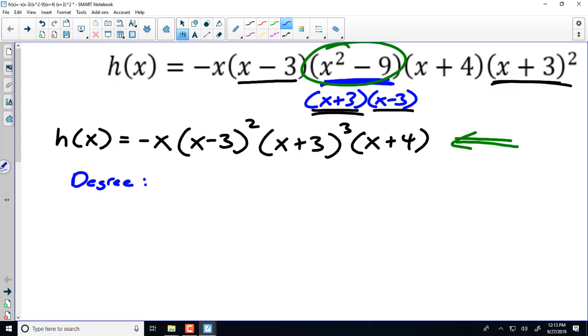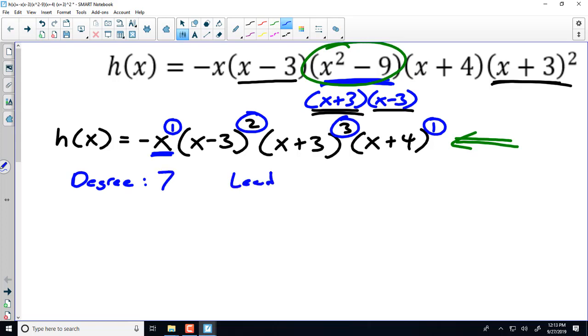Now, this degree is very, very easy to mess up because there's a 2, a 3, and a 1 right there. So a lot of people think the degree is just 6. But really, we cannot forget this x in front, which has a power of 1 on it. So our degree is actually going to be 7.